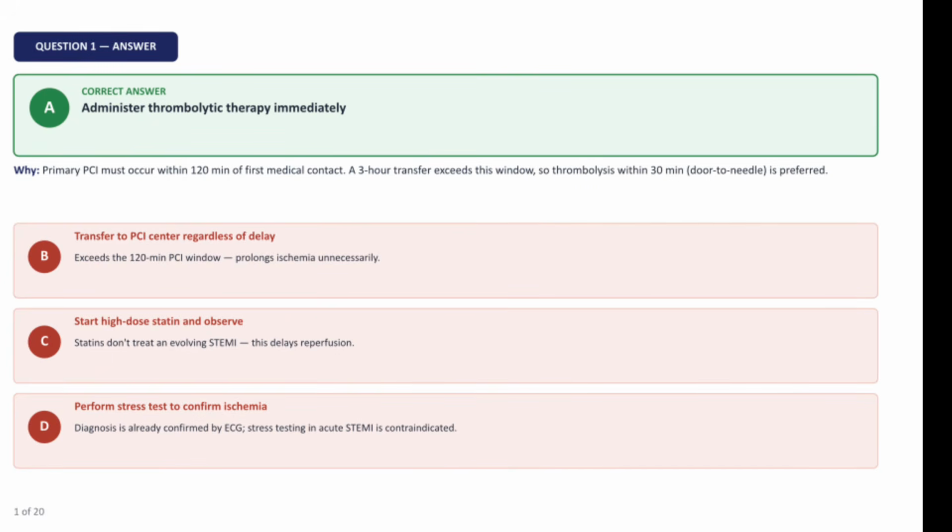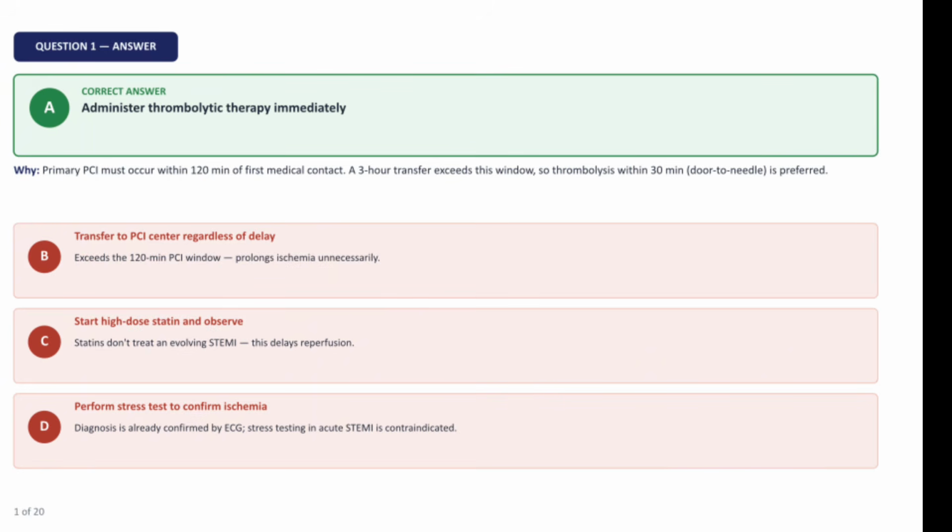The correct answer is A. Administer thrombolytic therapy immediately. Primary PCI must occur within 120 minutes of first medical contact. A 3-hour transfer exceeds this window, so thrombolysis within 30 minutes. Now, why isn't B correct? Because transfer exceeds the 120-minute PCI window and prolongs ischemia unnecessarily.